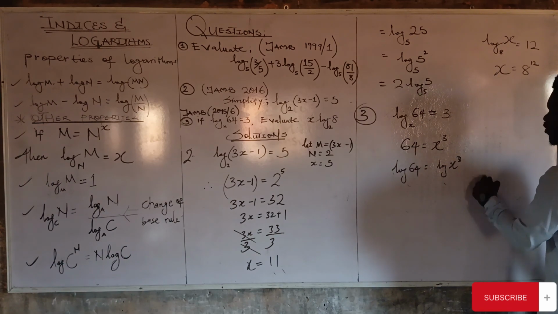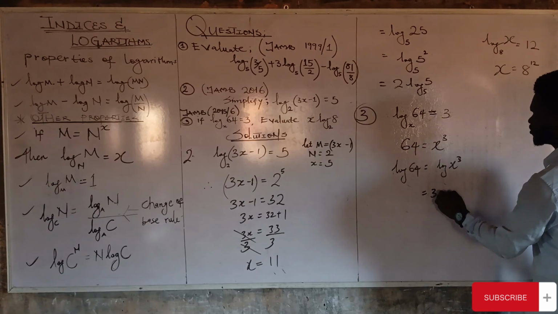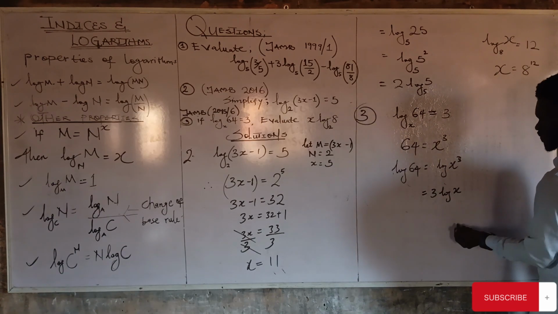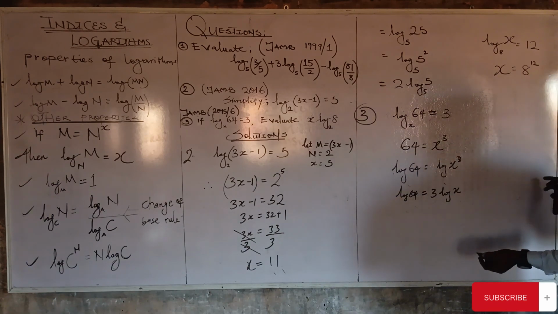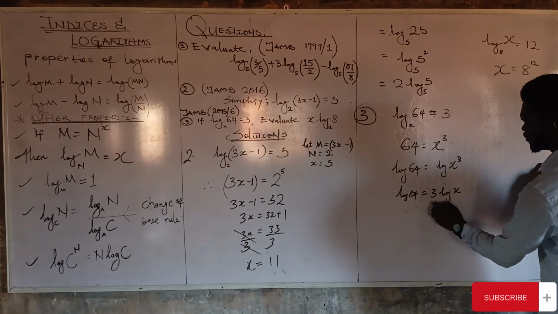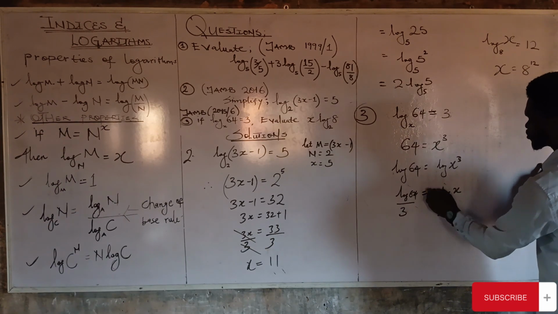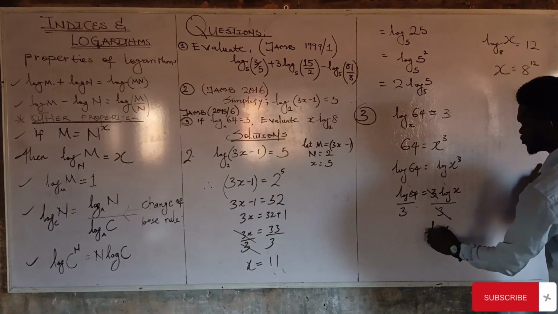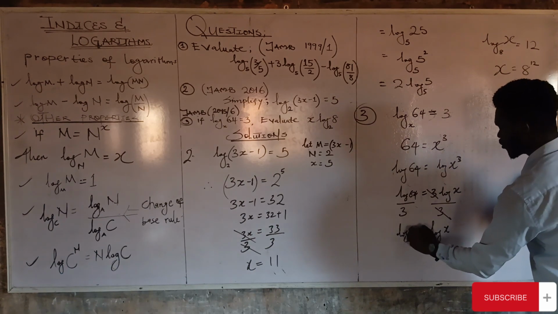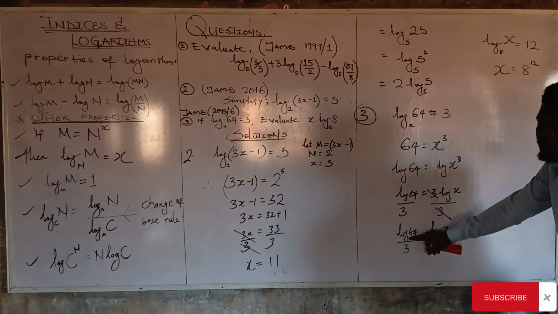Now once I've done that, what do I do? The power goes to the front. So we have 3 log x, and then here log 64. Now I will divide both sides by 3. 3 cancels 3. So we have that log x equals what? Log 64 over 3.